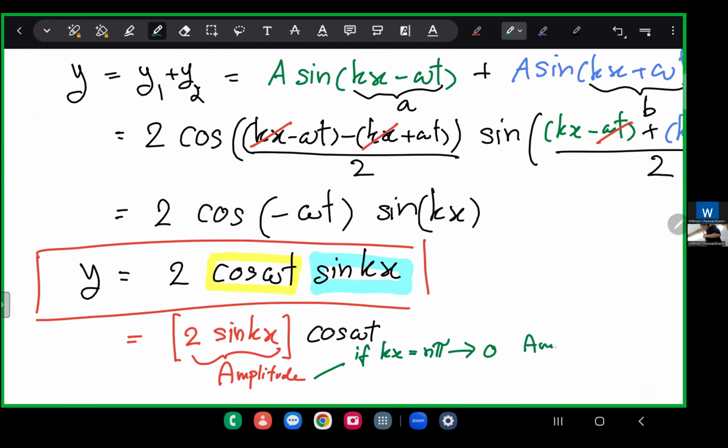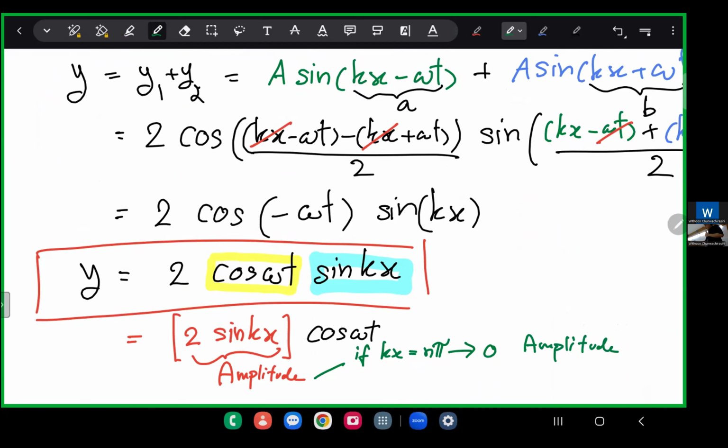Wow. That is why we call this a standing wave, because there are some points on the wave that the elements of the medium do not move. 0 amplitude, no oscillation. Does that make sense a bit? Yeah. So there are some points where there's nothing going on. Just nothing. It doesn't move.